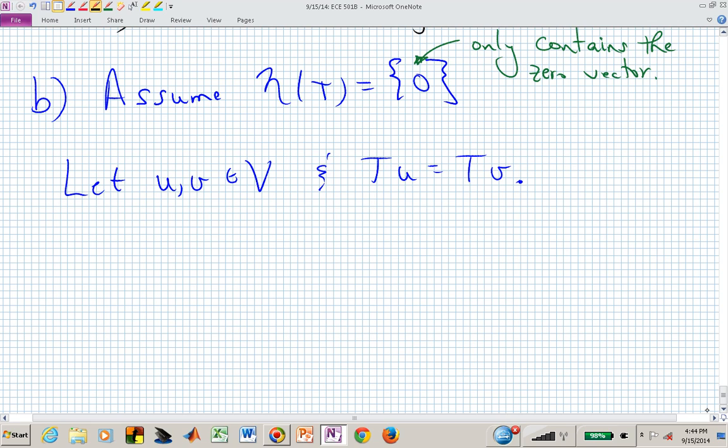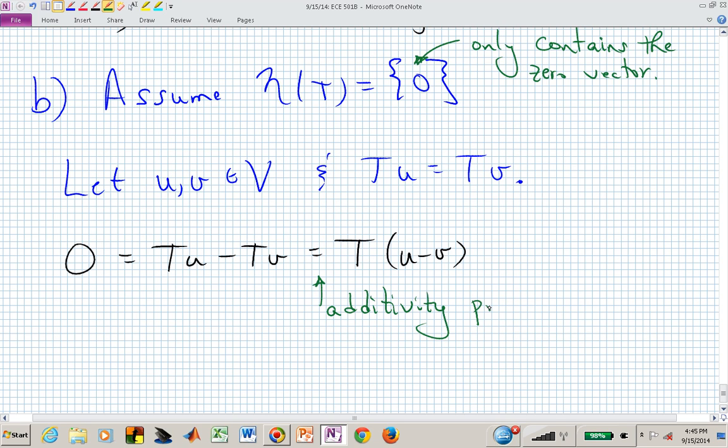Well, now we can use that fact that T of U is equal to T of V and, if we subtract T(V) from both sides, we get 0. So we now have 0, which we can say is T(U) minus T(V). But that's now T of U minus V by what property? Additivity of our linear map, since we're assuming that T is a linear operator.